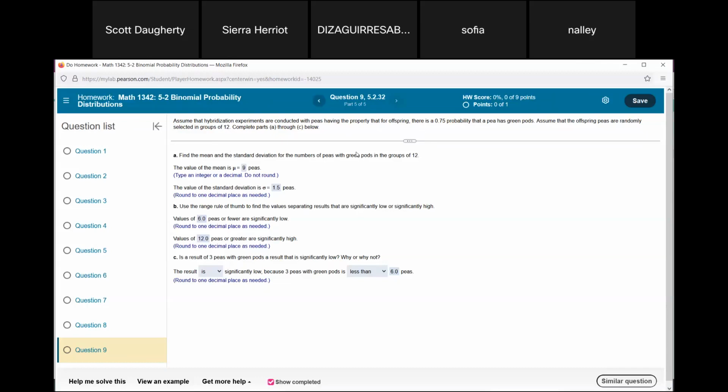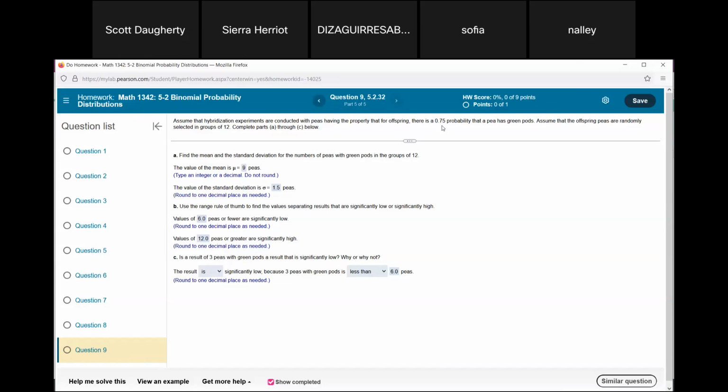The probability has to be fixed every time you run a trial, and that's the 75%. That's a fact about hybridization, I guess. 75% of the time, when you do a hybridization experiment, apparently you get a green pod. So that remains fixed every time you run a trial.